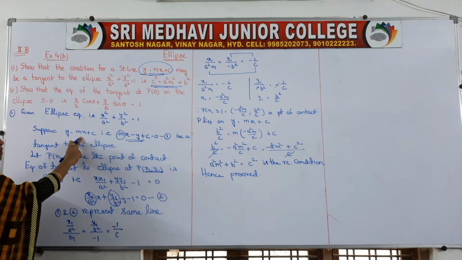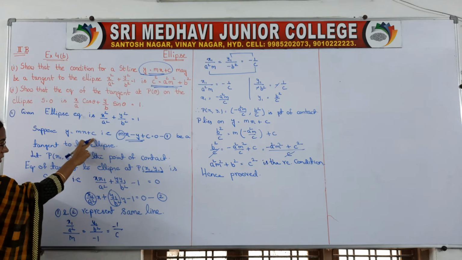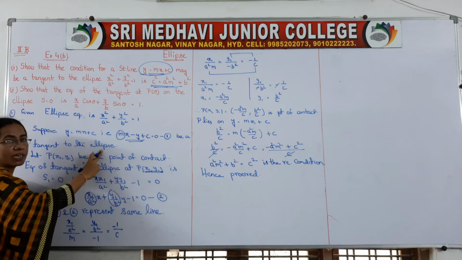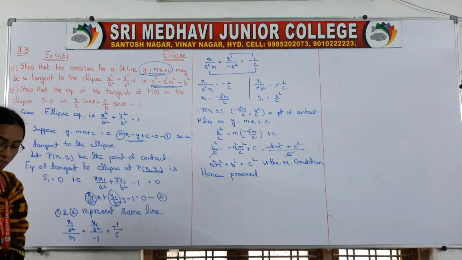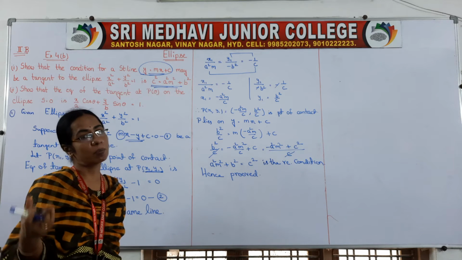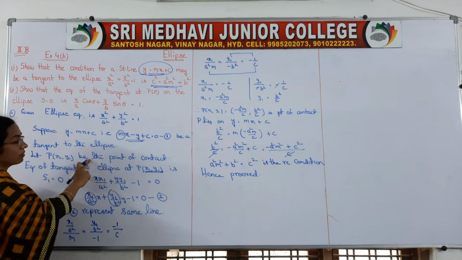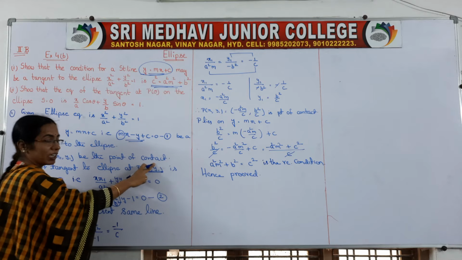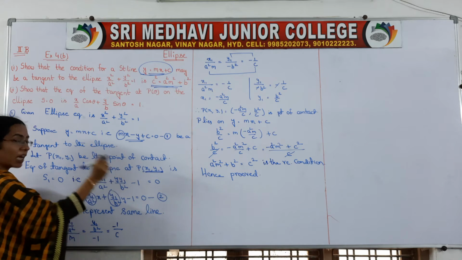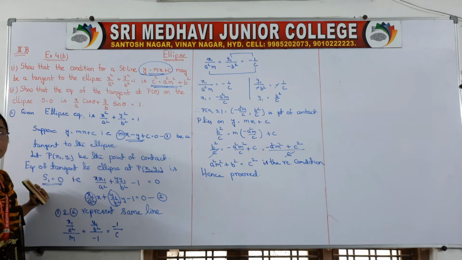So first you take y is equal to mx plus c is a tangent. Suppose y is equal to mx plus c is a tangent to the ellipse. If it is a tangent, it means the line touches the curve at one point, and that point is called the point of contact. So let P(x1, y1) be the point of contact. Now the equation of the tangent to the ellipse at that point, the formula is S1 is equal to 0.